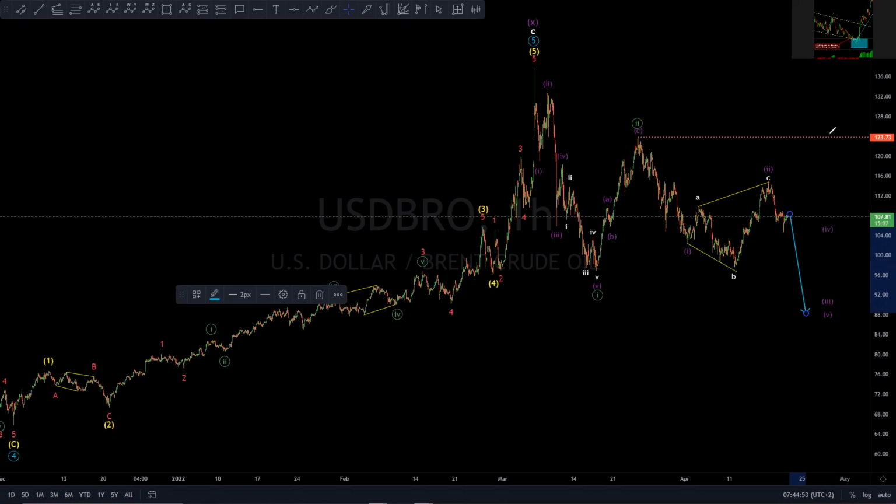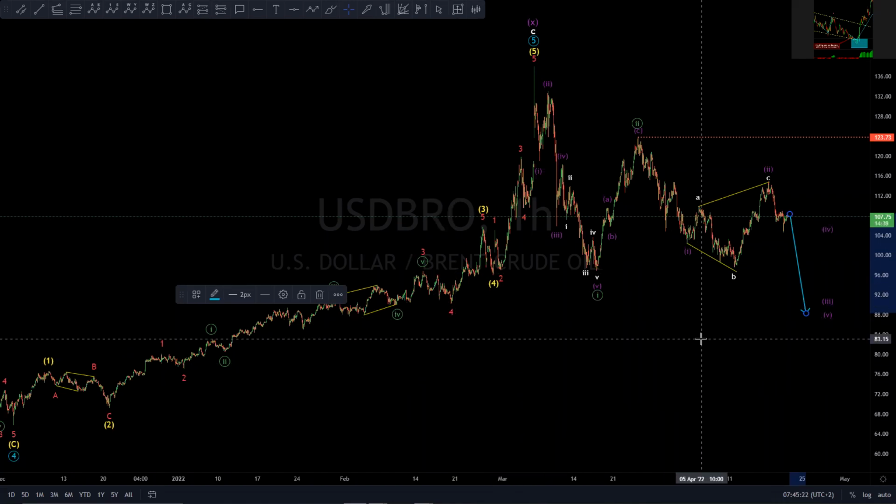It would be nicer if we get wave 2 to be a flat corrective structure elsewhere like that, because that's going to give us a nice entry for a short position within wave Y in the supercycle degree, as we're looking for oil to get cheaper and cheaper. All right, that's what we are looking at on oil, and that's how we're looking at oil.